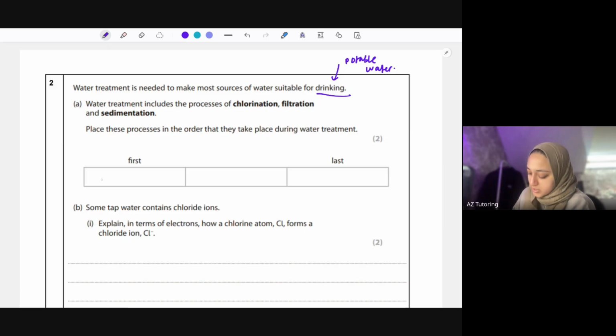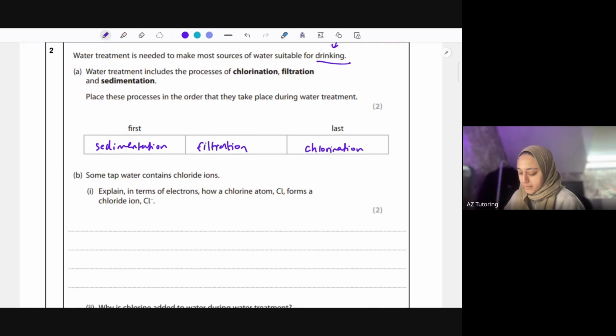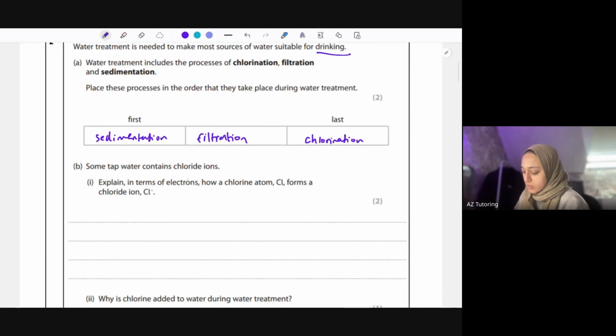So at first, it's sedimentation, where it passes through the rocks, they're getting the solids out, the big sieve that they're essentially filtering out the solids, branches, and so on. After that, it's the filtration. And then after that is chlorination, where they add chemicals to essentially kill potential pathogens in that water.